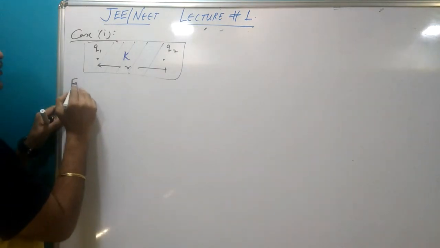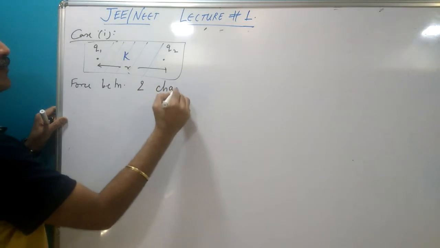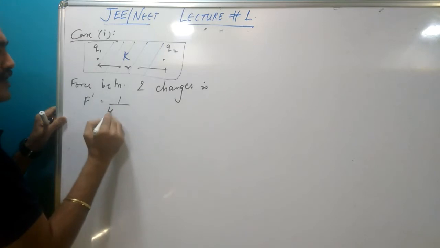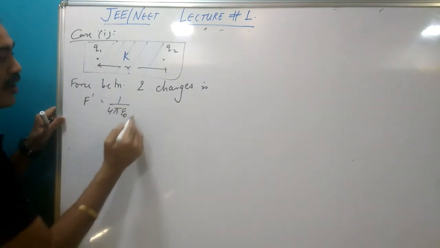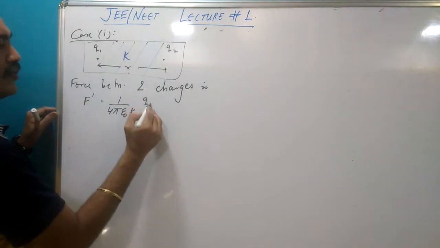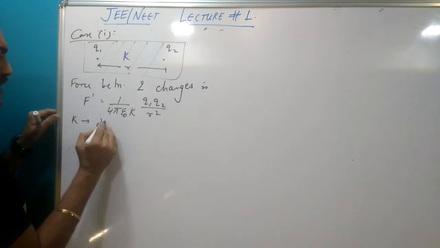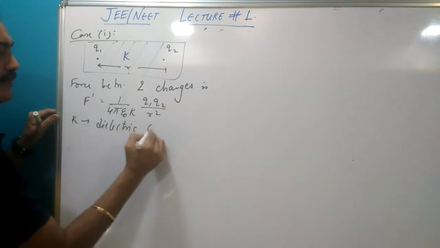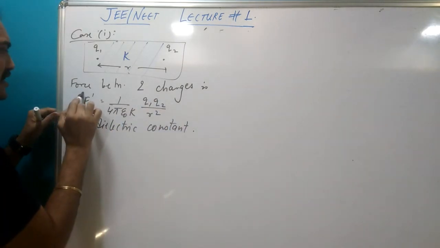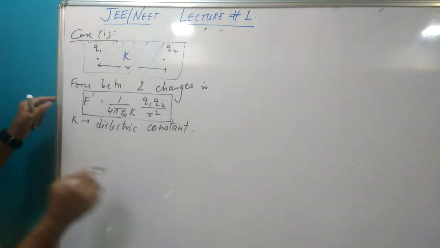The force now, please look carefully, F dash is 1 by 4 pi epsilon 0 K, and here comes the dielectric constant K, and Q1 Q2 by r square. Here K is the dielectric constant. Let me raise this notch further. Let me take this more technical.